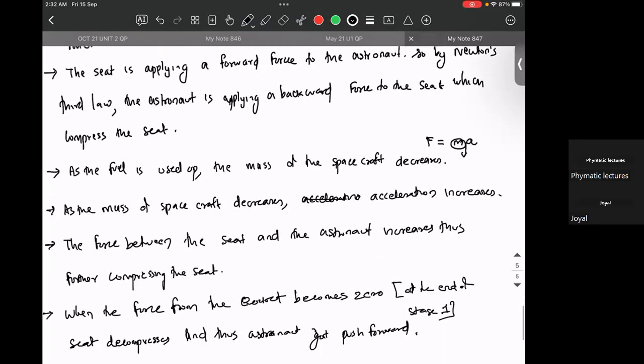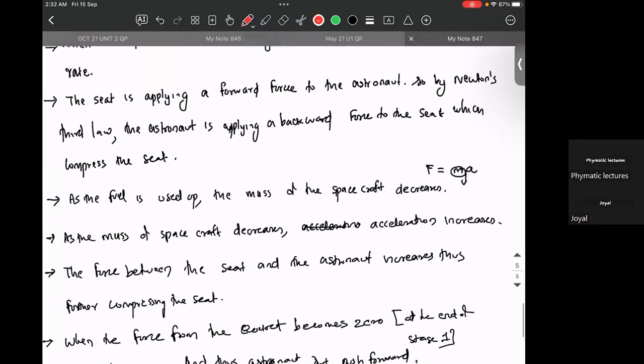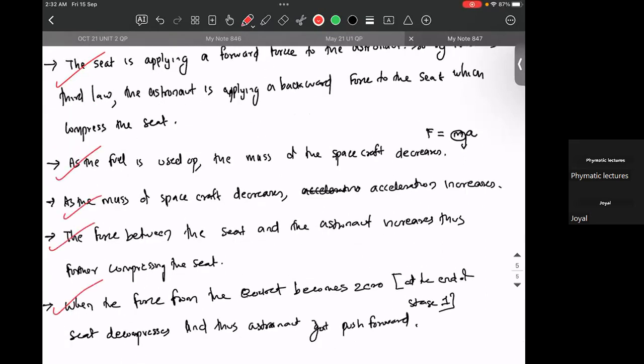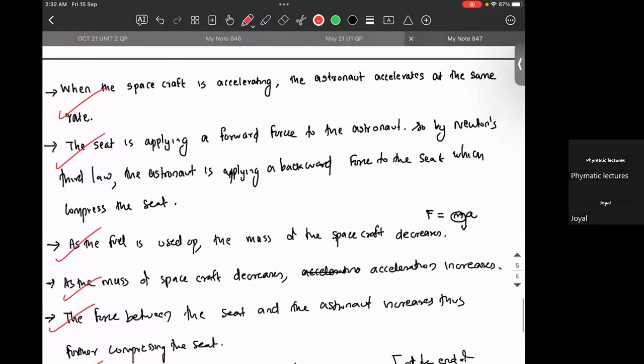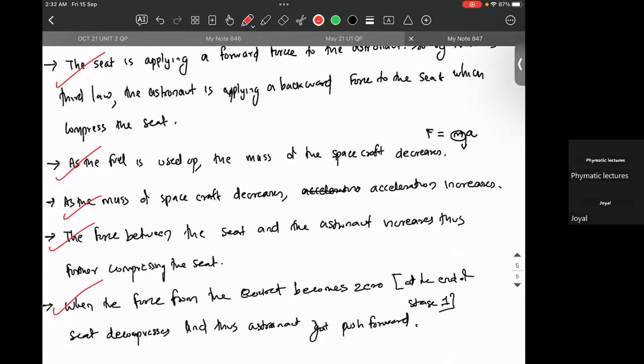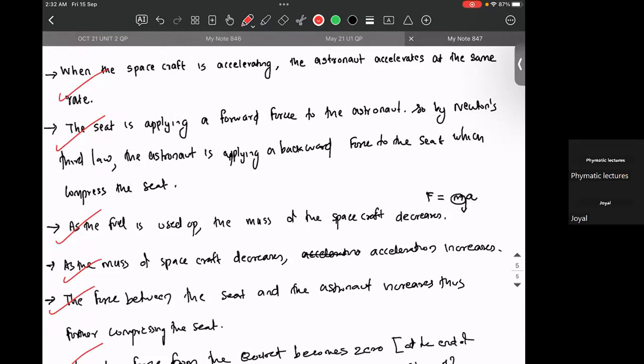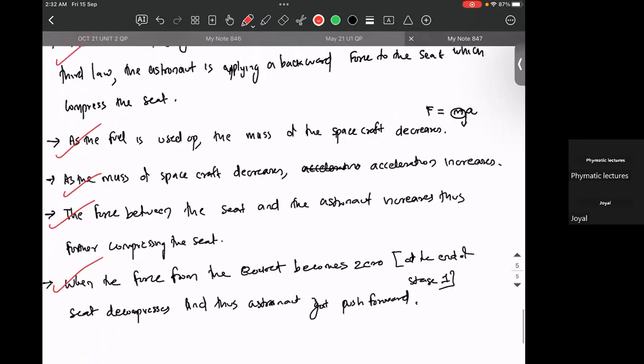So how many indicative contents? 1, 2, 3, 4, 5, 6. So 6 valid points are really required to explain this. So that's all about this test.